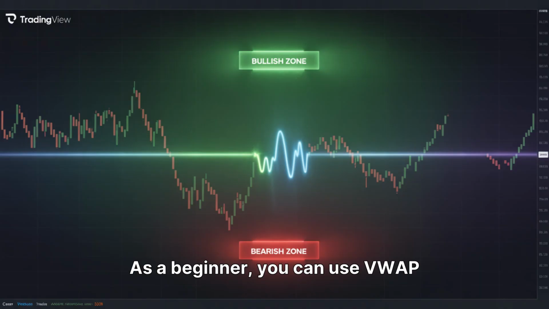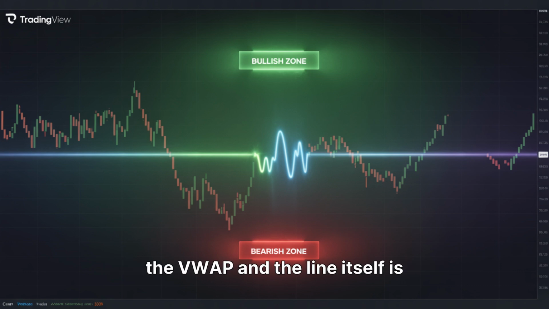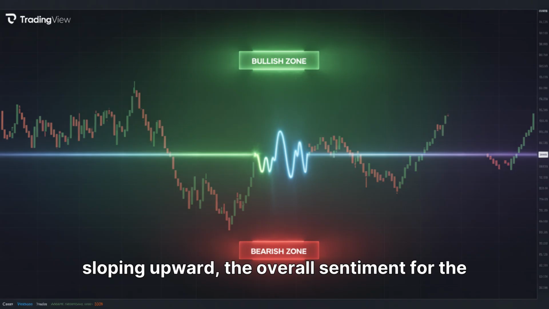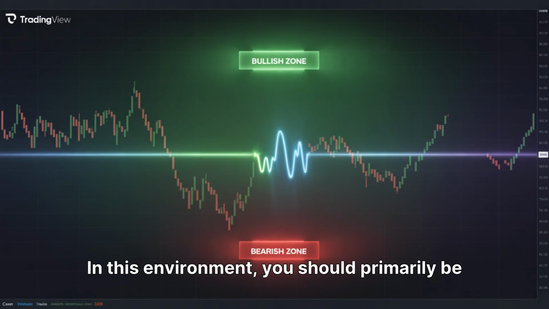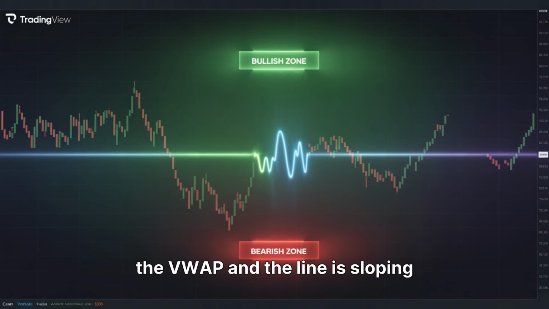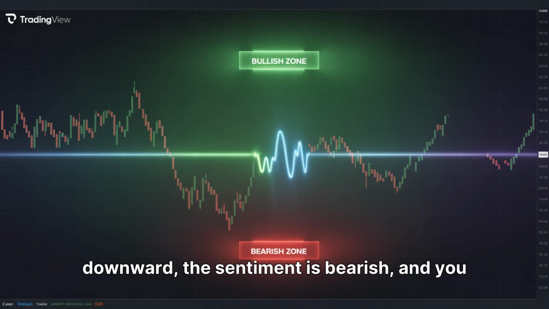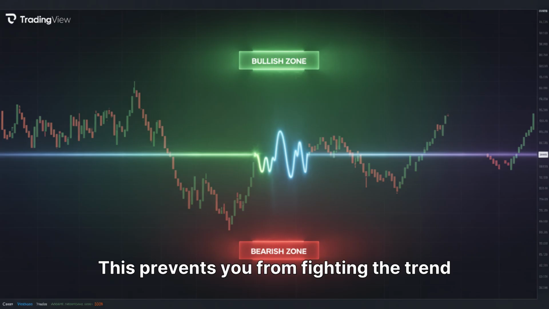As a beginner, you can use VWAP as a simple sentiment filter. If the price is consistently trading above the VWAP and the line itself is sloping upward, the overall sentiment for the day is bullish. In this environment, you should primarily be looking for long entries. Conversely, if the price is stuck below the VWAP and the line is sloping downward, the sentiment is bearish, and you should focus on short selling opportunities. This prevents you from fighting the trend of the day.